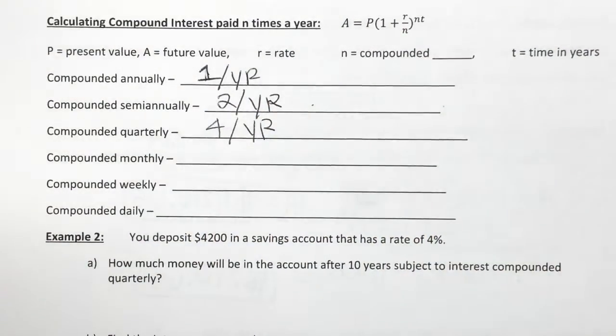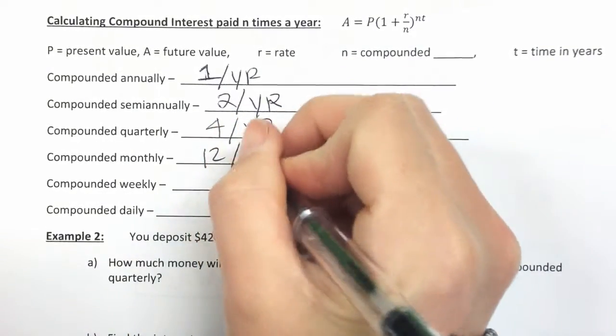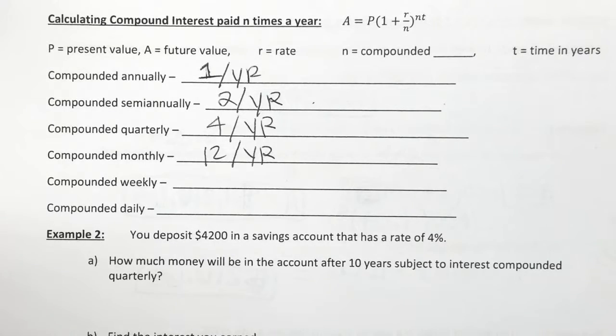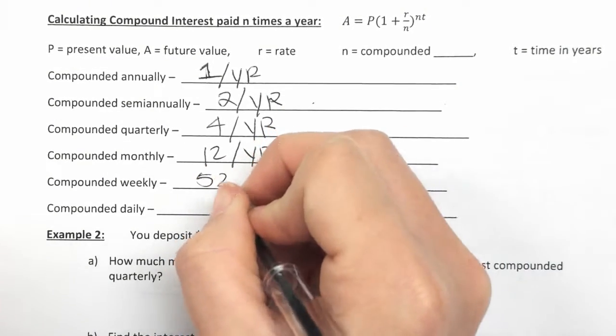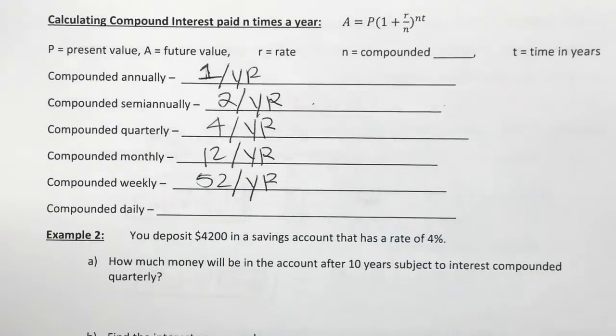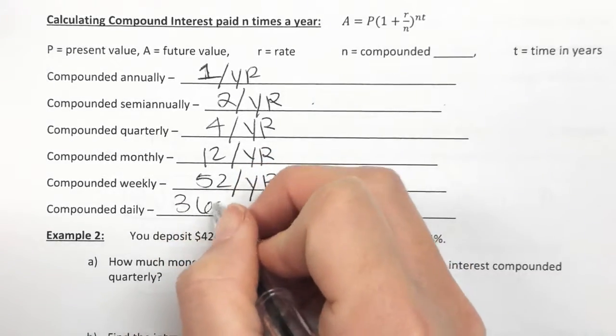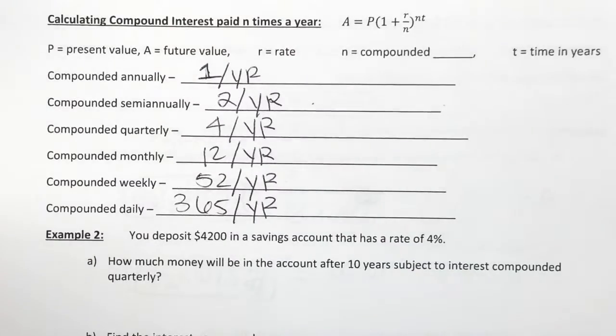Isn't that what they call it? You pay every quarter? What do you mean? When you have to pay quarterly? Yeah, that's 4 times a year. Alright, and then monthly, how many months are in a year? 12, so 12 per year. If it is compounded weekly, how many weeks are in a year? 52. And how many days are in a year? 365, unless it's a leap year. There's 52 weeks in a year.